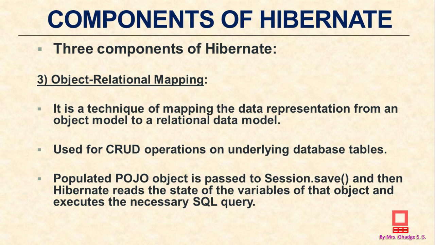A POJO object is a plain old Java object. Populated means some data is already there in that object, some values of the variables are there in the object. Such a populated POJO object is passed to the session.save method. Then it is read by Hibernate, and Hibernate executes the necessary SQL statements. Basically Hibernate reads the state of the variables of that object. Whatever values of the variables are saved, those values are read by Hibernate, and then the SQL query is executed. After execution of the SQL query, the data automatically goes to the database table.